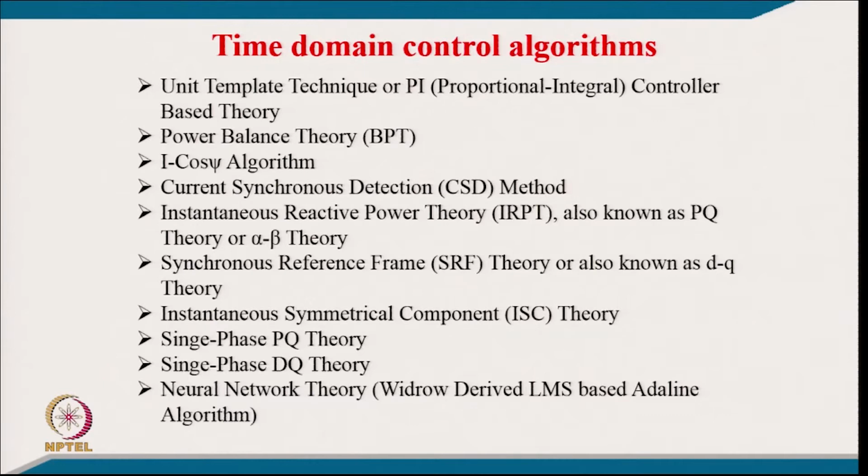One is the time domain control algorithm. I mean we do all estimation only on the basis of time, and typically we sense the signal and calculate instantaneously, that we call time domain. Here we have a plenty of control techniques: unit template or proportional integral control based theory, power balance theory, then I cos phi algorithm, the current synchronous detection method, instantaneous reactive power theory, also known as PQ theory or alpha beta theory, which is based on Clarke transformation.